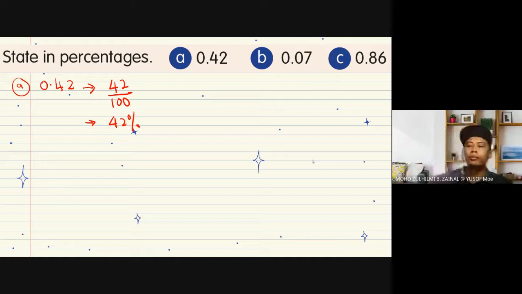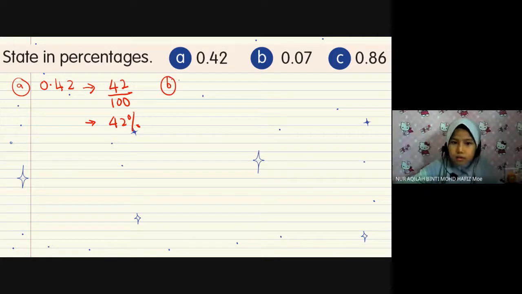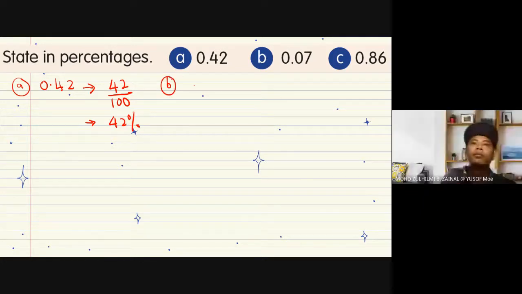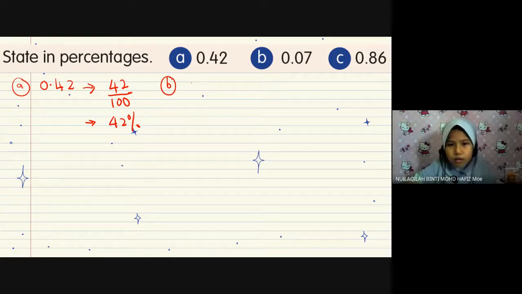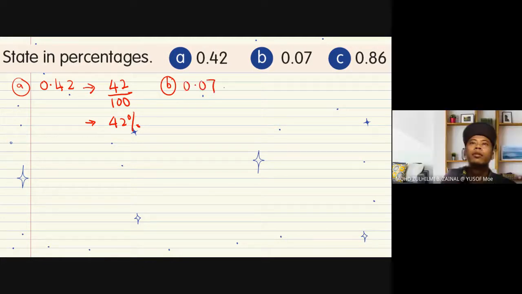Okay, can we discuss? Akilah, can you answer me? Okay, what is your answer for B? 0.07. So 0.07, change into fraction first. Change into fraction, it becomes what?